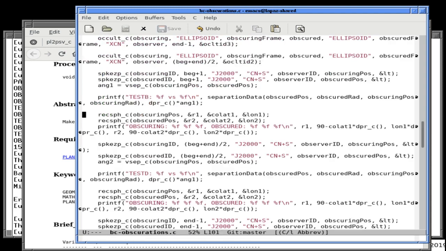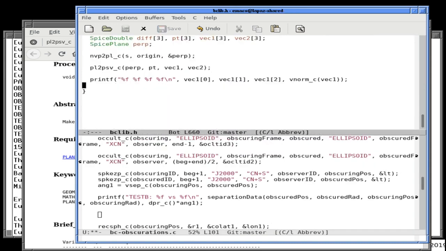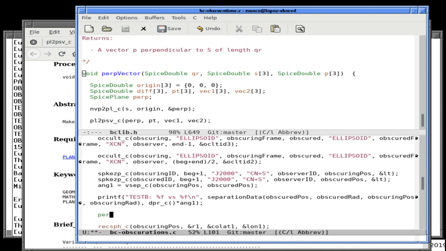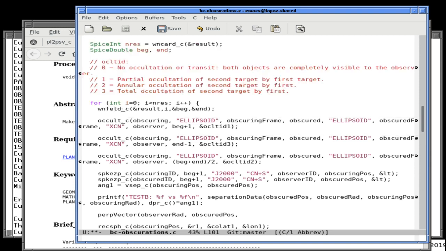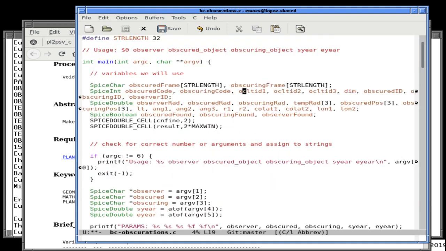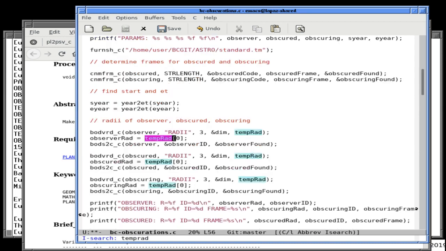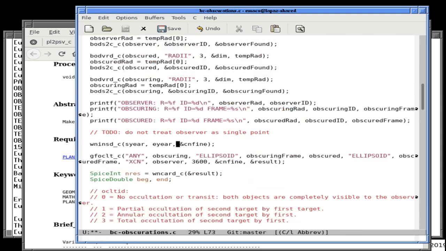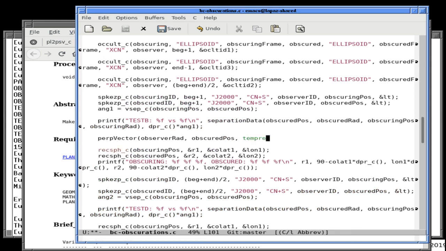So from here, test before, we can just call perp vector, and I know we have observer rad, which we're not using right now, but we have it. And then we want the obscured pause, because the sun is, this is actually important, obscured pause, and then we need to throw in something to get our value back. And we have tons of these things we're not using now. Spice double, observer ad, temp rad. Am I using temp rad? I bet you I am. Oh, cool. But I'm using it in such a way that I can reuse it here. I'll get it, but I'm not going to use it because I'm printing out the result.